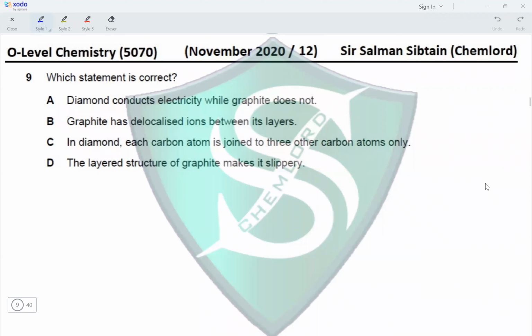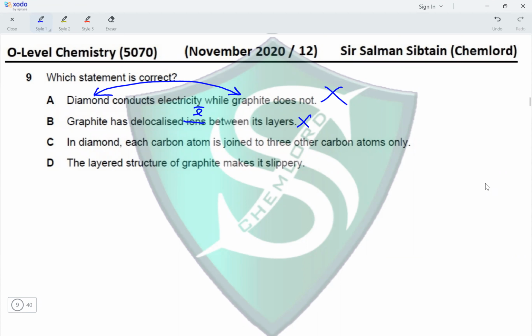Question 9. Which statement is correct? Diamond conducts electricity while graphite does not. This is the exact opposite. Graphite conducts electricity while diamond does not. So incorrect. Graphite has delocalized ions between its layers. No, it has delocalized electrons between its layers.